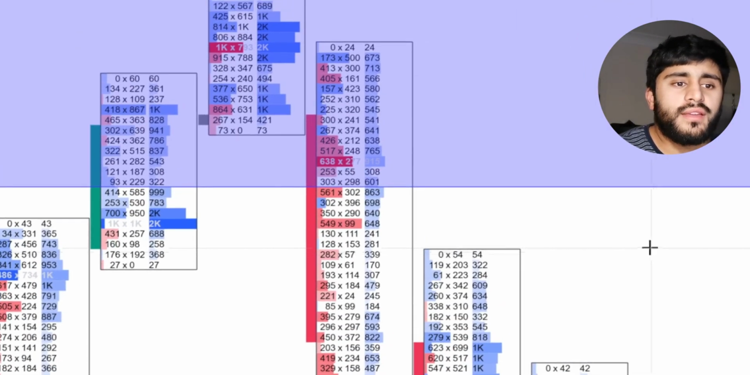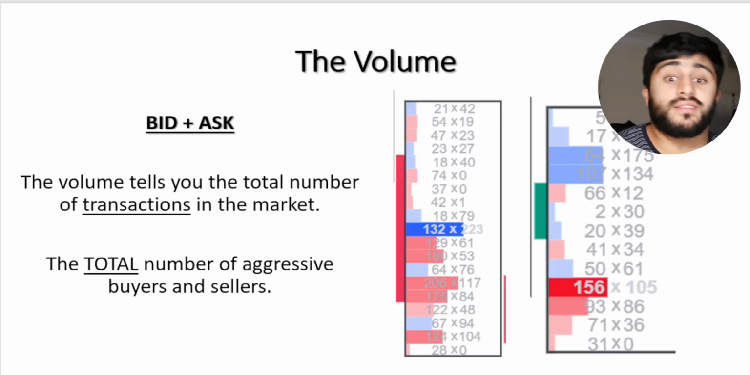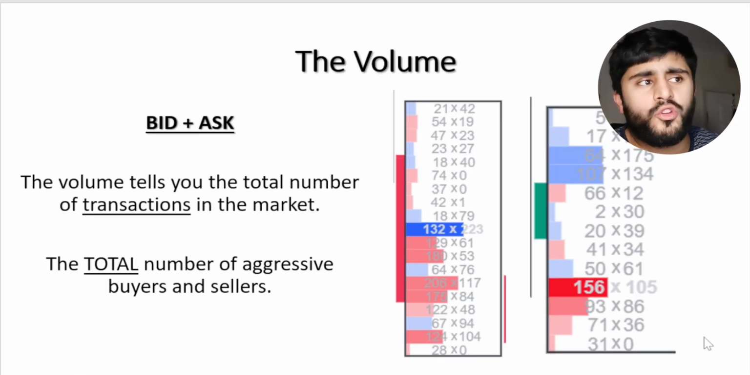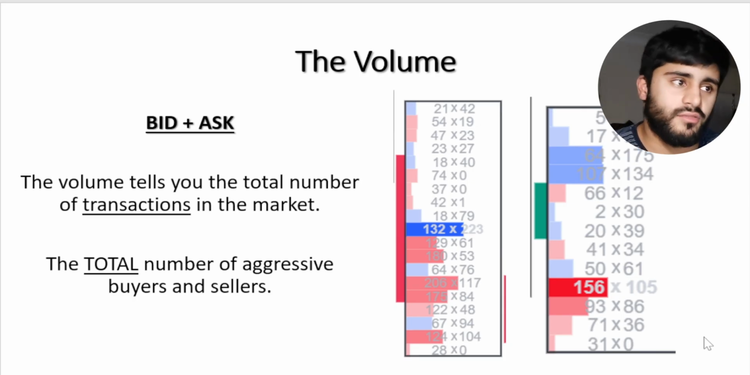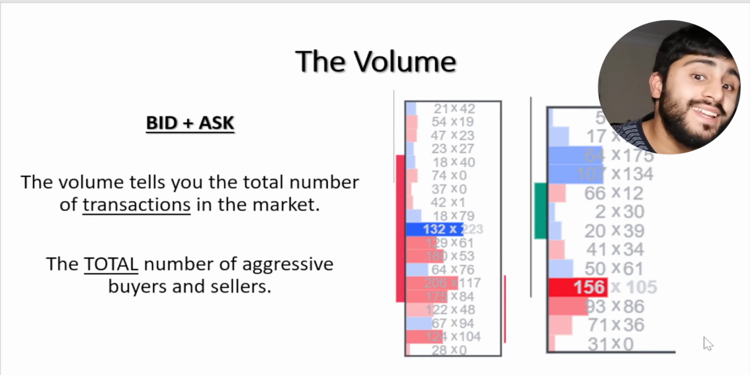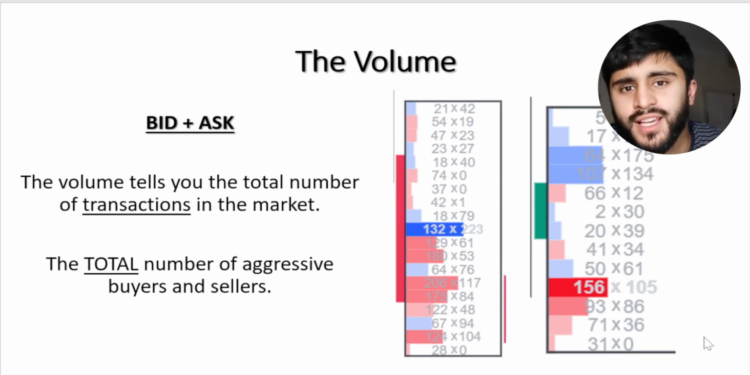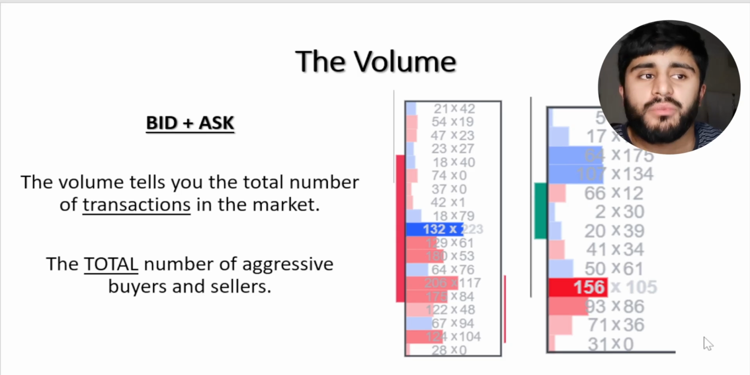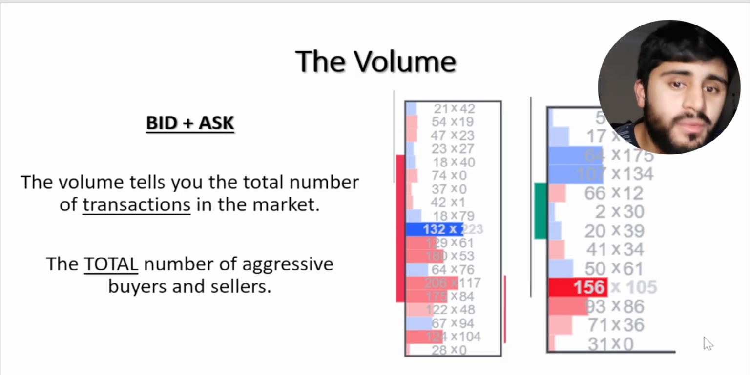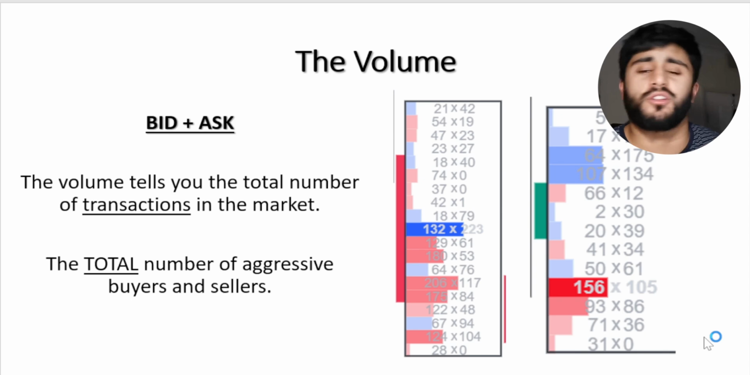The volume is very similar to the delta, but it's essentially the opposite sign. So the volume is the bid plus the ask, right? The volume tells you the total number of transactions hitting the market at that moment. And that's the secret with order flow. You're reading the transactions at that moment in price. And that's what allows you to determine in real time whether the price is going to move up or down.